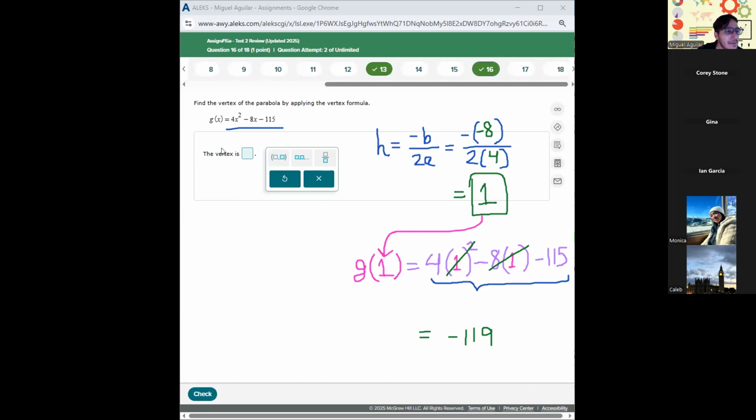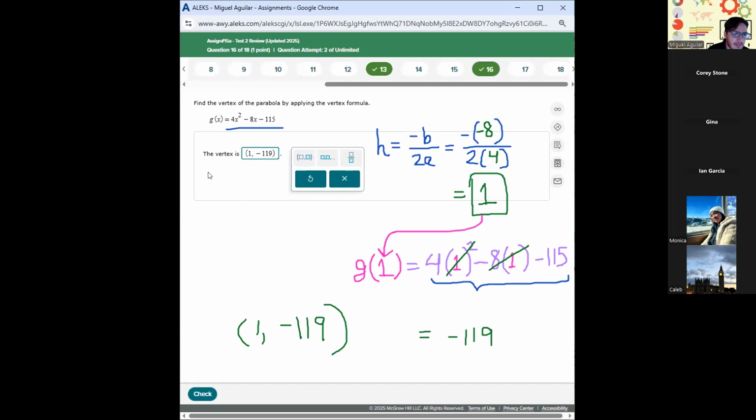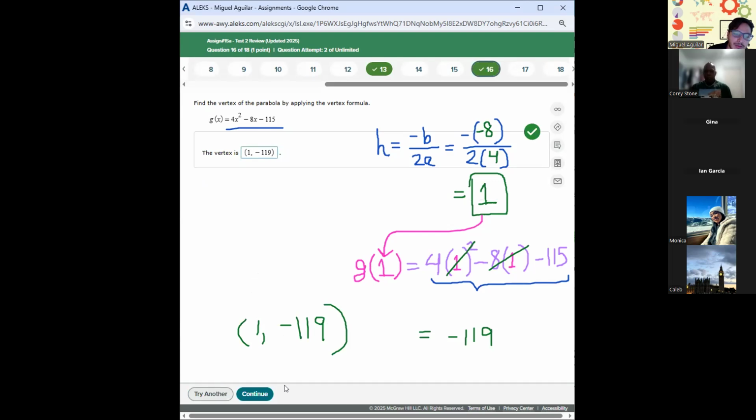Okay, so we have 1 comma negative 119, and then we say to ourselves, even though negative 119 is an ugly child, we're going to love it regardless. And we're going to go ahead and trust it and put it on display for everybody to see. 1 comma negative 119. Then we're going to let go and let God, hit that check button, see if we get a green check mark. Boom. You guys okay with that? Yeah, that looks good. Awesome.